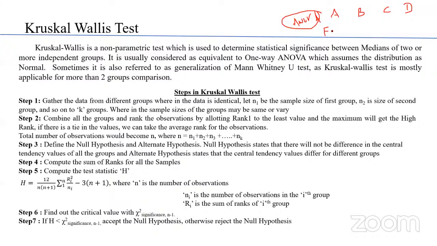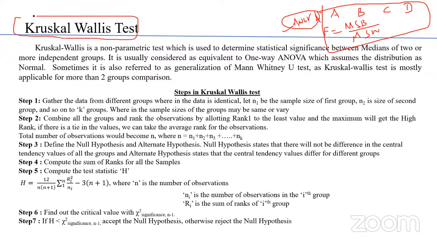We have calculated the F value, which is mean square between divided by mean square within. Because we assume that these four groups satisfy the normality assumption. Suppose the normality assumption is deviated, then you cannot use ANOVA. In such circumstances, we'll be using the Kruskal-Wallis test.